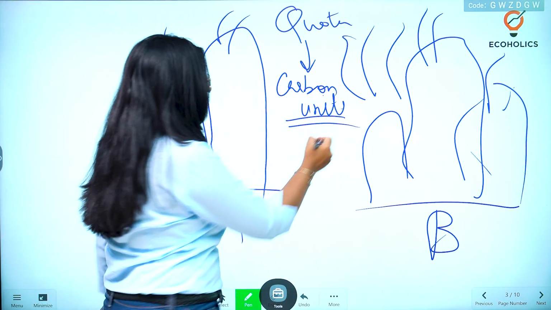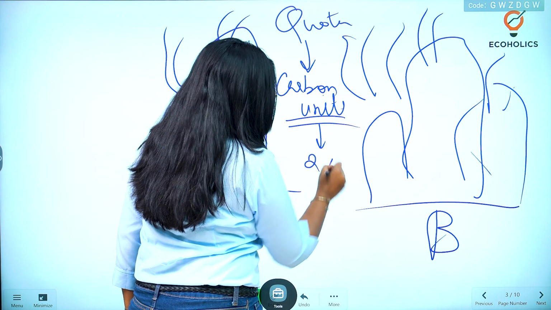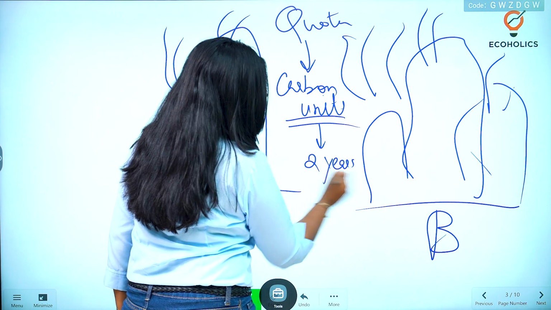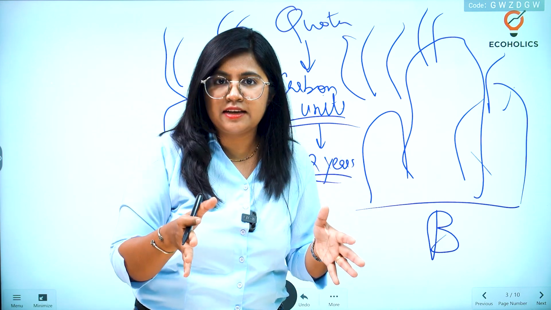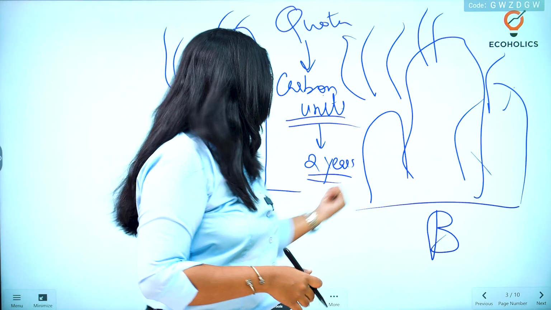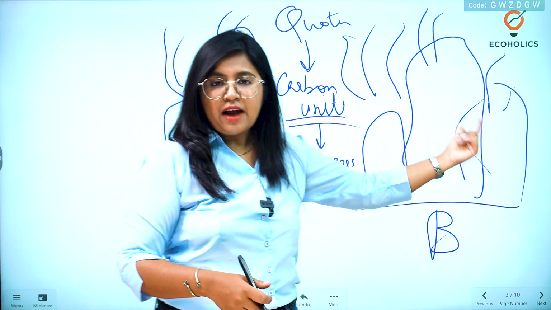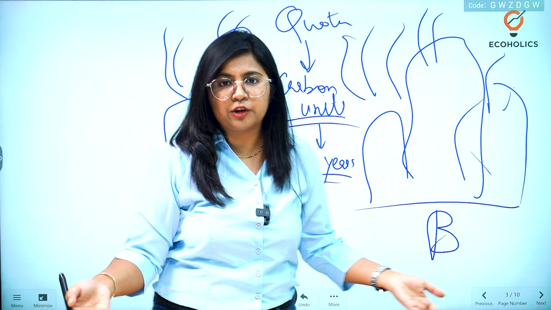These are adequate for survival for them for 2 years. So you can see that the carbon units are limited. They are fixed in nature, right? Now, these 2 factories are going to start their production.